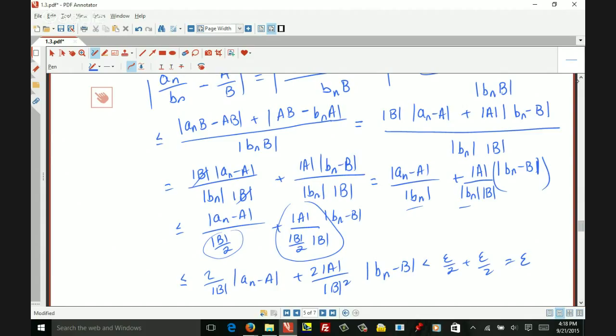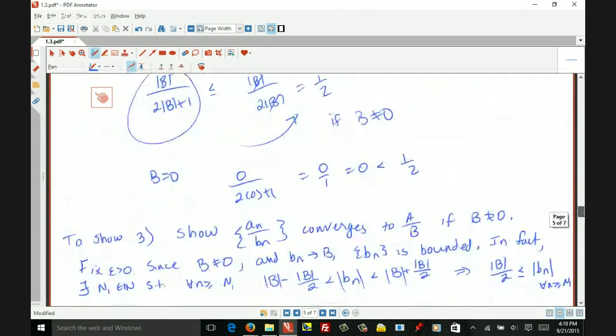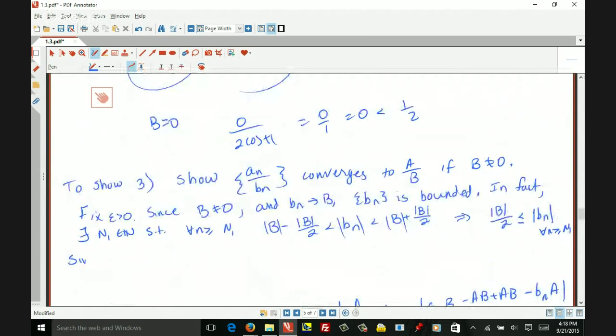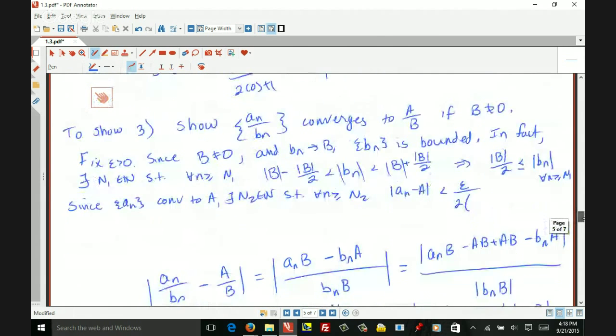Okay, so let's go back up there. Since a sub n converges to a, there exists an n2 in the naturals, such that for all n greater than or equal to n2, we have absolute value of a sub n minus a is less than epsilon over 2 times, what was in front of that? I forgot already, and I didn't want to have to scroll back down. 2 over absolute value of b. And then the 2 over absolute value of b are going to cancel.